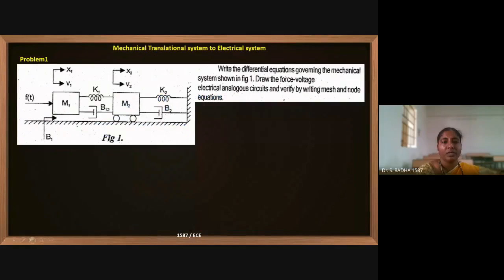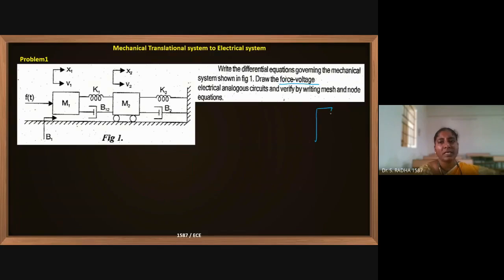With these details, we will go to one of the problems and try to solve it. This is already known: if a diagram is given, how to write the differential equations, we know that. We will try to write the differential equations in the mechanical system, then convert it into the force-voltage electrical system.